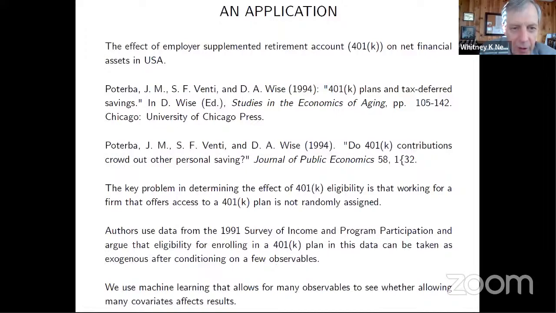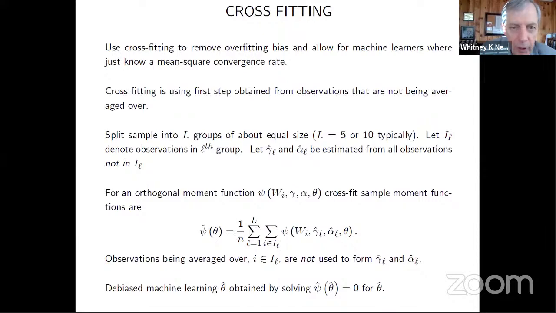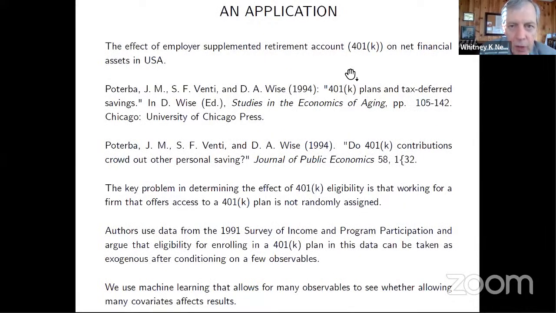Okay, next, let me see if I can get to the next page. So let's do an application of this, and this is from the double debiased machine learning paper. It's based on the effect of 401k on net financial assets. Jim Poterba, Venti, and Wise had a couple of papers on this in the 90s, and we're going to redo their estimates using machine learning to estimate the effect of the covariates.